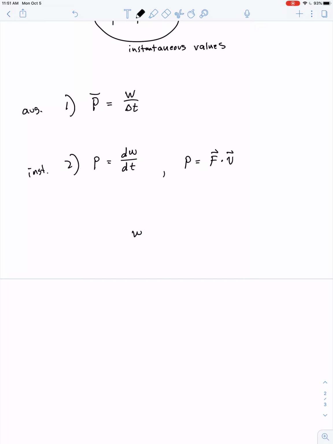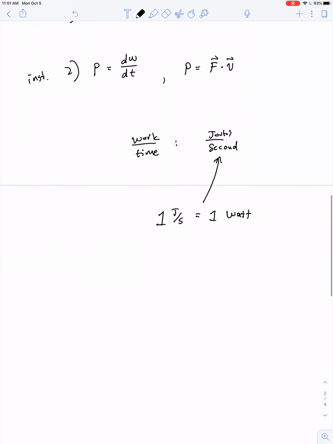If it's work divided by time, then the units are joules per second. And there's a special name for a joule per second. 1 joule per second is known as 1 watt. 1,000 joules per second then would be the same thing as 1 kilowatt.